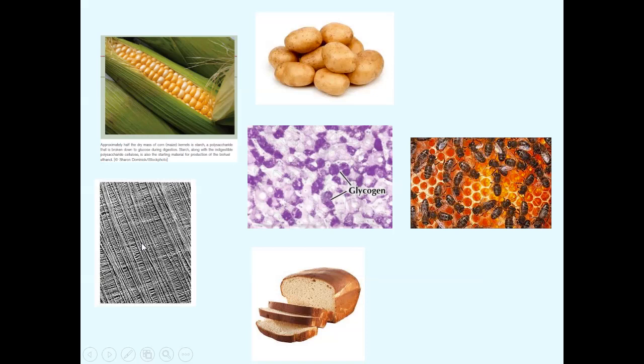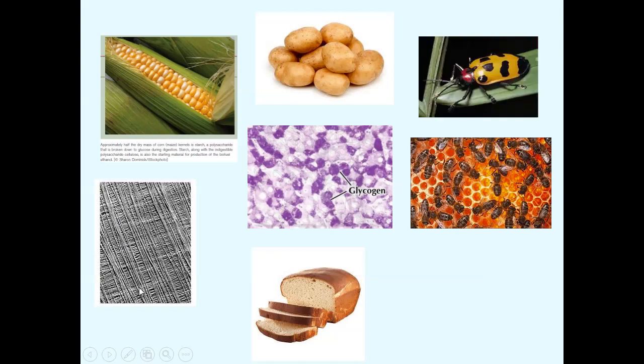Carbohydrates also have a structural role. For example, plant cells contain cellulose in the cell walls. In this electron micrograph, the cellulose fibers in the cell wall are visible. The exoskeleton of insects is made up of chitin, another structural polysaccharide.